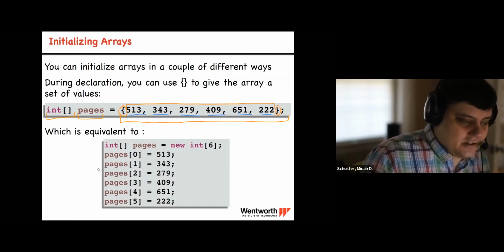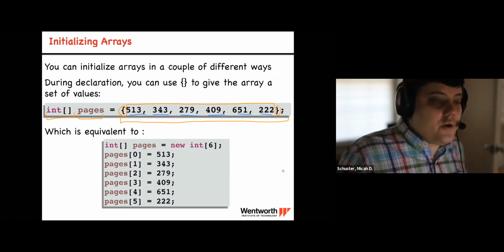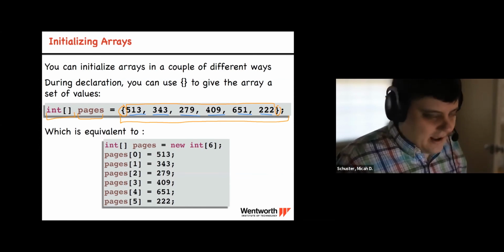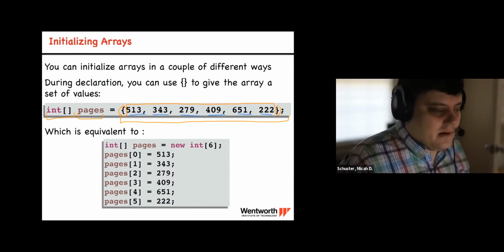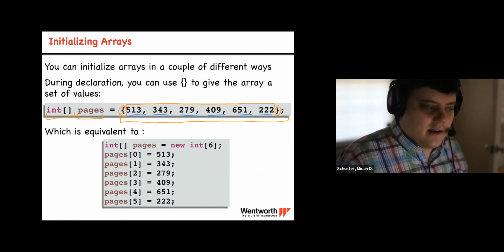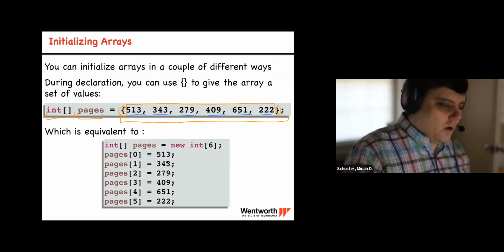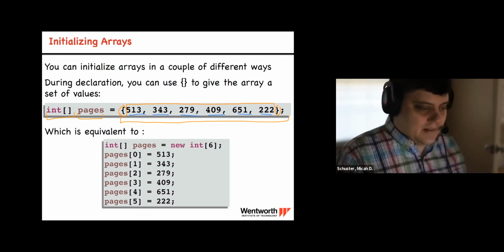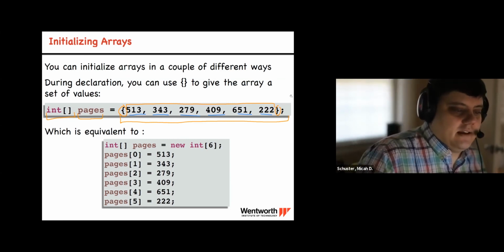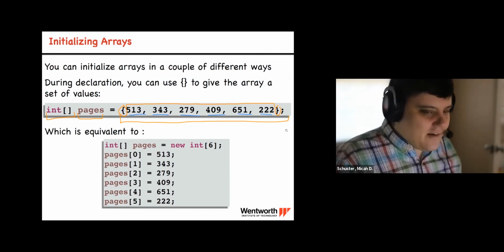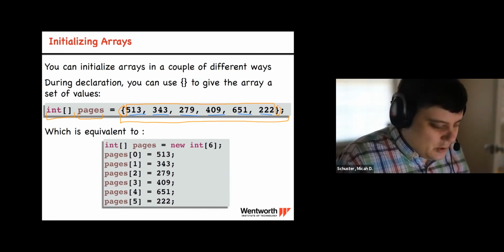A little bit nicer than doing this. So if you have a small array, and you'd probably only want to do this for a small array. You wouldn't want to do this for 1,000 values. But if you had a small array, you don't have to type in pages 0 equals, pages 1 equals, pages 2 equals. You don't have to spend the lines doing that. You can just do something like this, if you already know what the values should be. If you're calculating the values in some way, it's probably best to use a loop or something to do it.